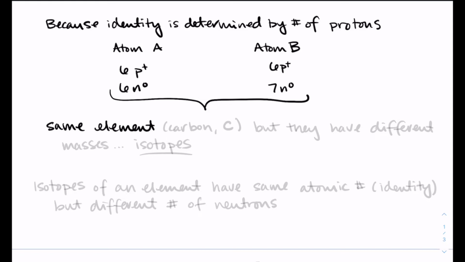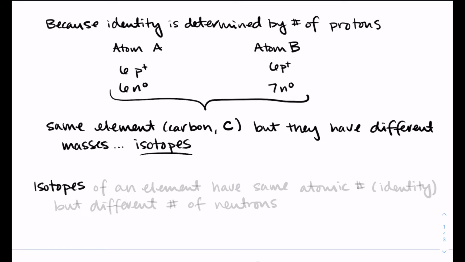Now, protons plus neutrons means that these two atoms have different masses, right? 6 plus 6 is 12 and 6 plus 7 is 13. So these two atoms, they are both carbon, but they are isotopes. That word isotope means that they have the same atomic number, so they have the same identity, but they have different masses because they have different numbers of neutrons.